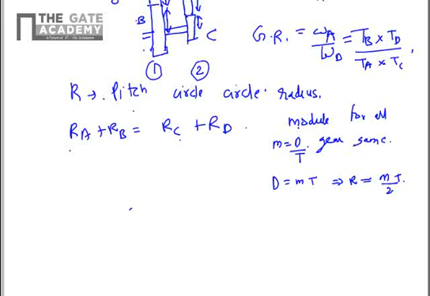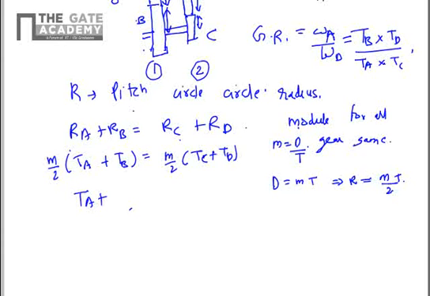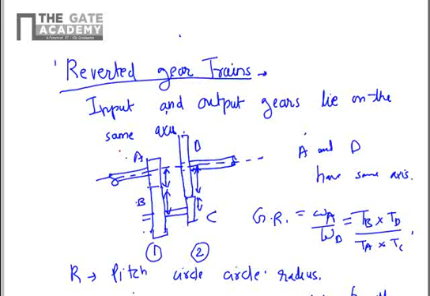So if you replace here in this condition, module by 2 we will take outside, teeth on A plus teeth on B is equal to m by 2 times teeth on C plus teeth on D. So hence TA plus TB will be equal to TC plus TD. This is an additional condition for the reverted gear trains, where the input and output gear lie on the same axis.